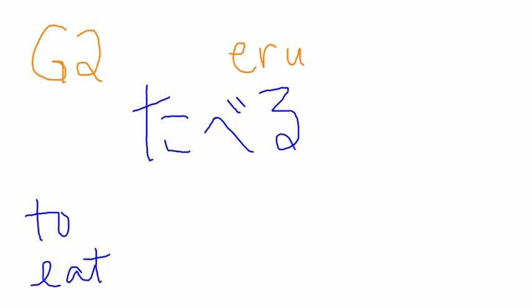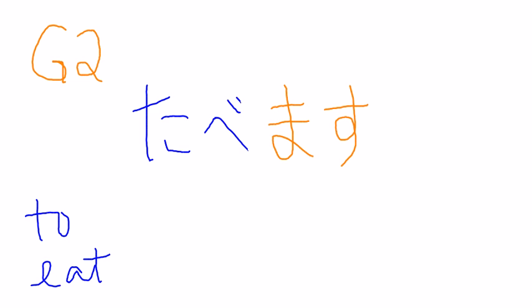Now, how do you deal with the group 2 verb? It's very straightforward. You just isolate the final sound, that final ru that you have at the end here, and you get rid of it. You just literally take it away. And in its place, you add the mas. So taberu is tabemasu, and that works for every single group 2 verb.